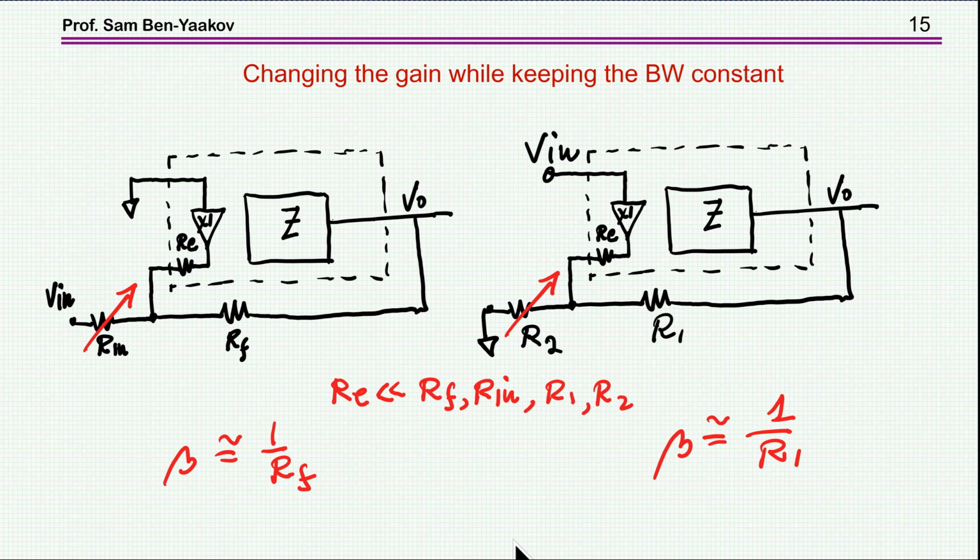So the conclusion is that if I keep this resistor, which is determining beta in this case, the inverting connection, and this is the non-inverting connection, and this R1 and RF are actually determining the feedback beta, and if I keep it constant and change R2 or Rin here, which are determining the gain, I can change the gain without affecting the bandwidth.